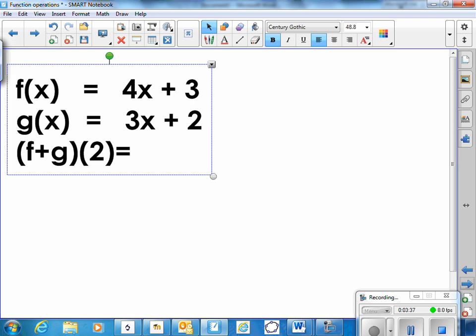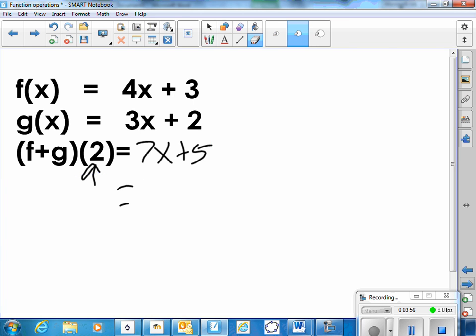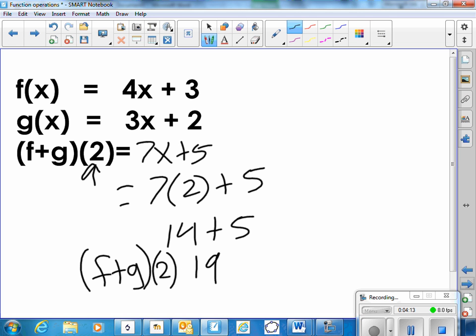Well, let's add functions and then evaluate at a specific value, at 2, for example. So I do my 4x plus my 3x when I'm adding these two functions would give me 7x, and 3 plus 2 is 5. But I'm evaluating at 2, so that equals 7 times 2 plus 5, which is 14 plus 5, which is 19. So adding those two, the function f and the function g together, evaluating them at 2, gives me a result of 19.